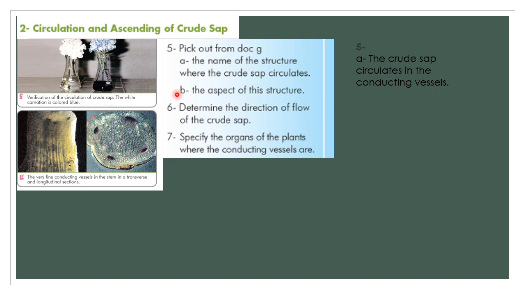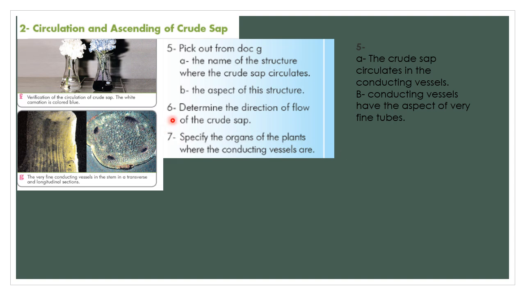B. Pick out from document G the aspect of this structure. They are what? They are very tiny vessels or tubes. So, conducting vessels have the aspect of very fine tubes.